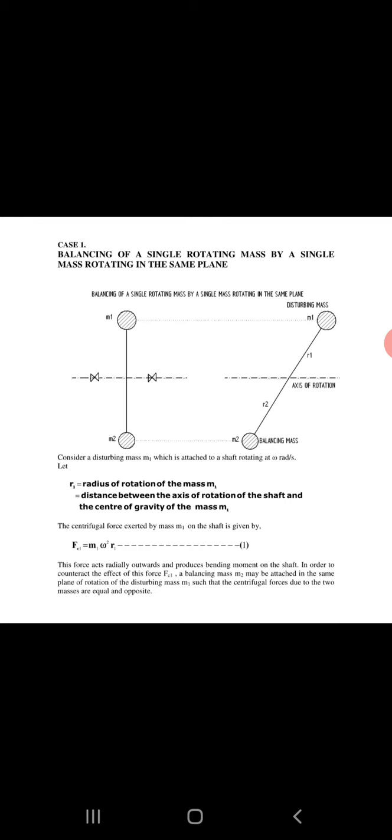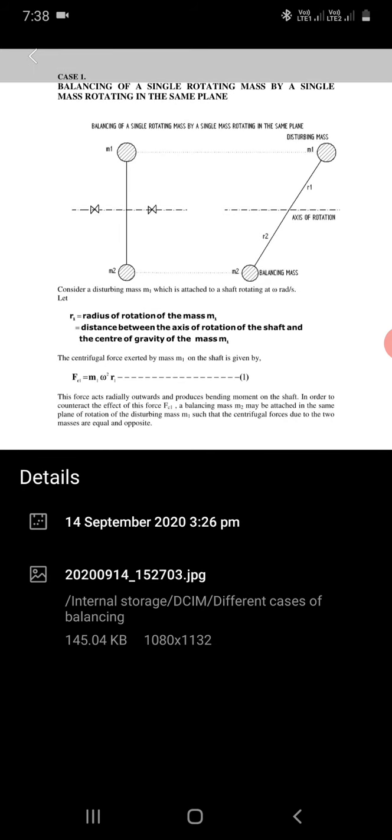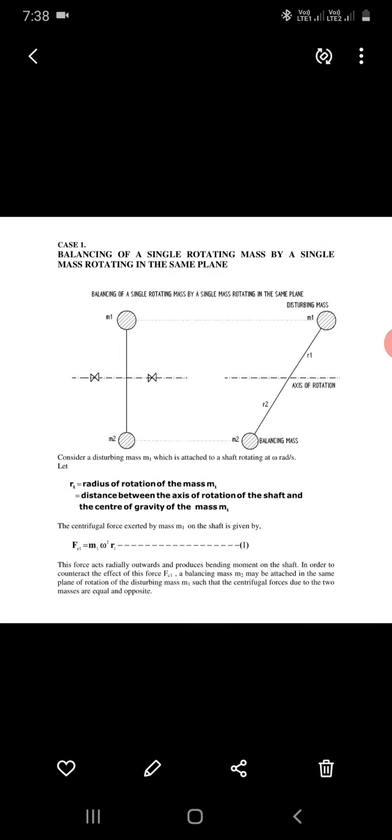Considering the disturbing mass, which is on the axis of rotation, it rotates at a velocity of omega radians per second. r1 is the radius of rotation of mass m1, or nothing but the distance between the axis of rotation of the shaft and the center of gravity of the mass m1. When the mass m1 rotates, it exerts centrifugal force, which is given by F1 = m1 omega square r1, equation number 1.